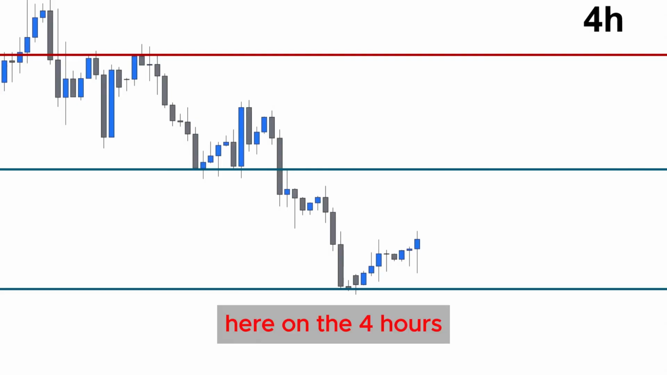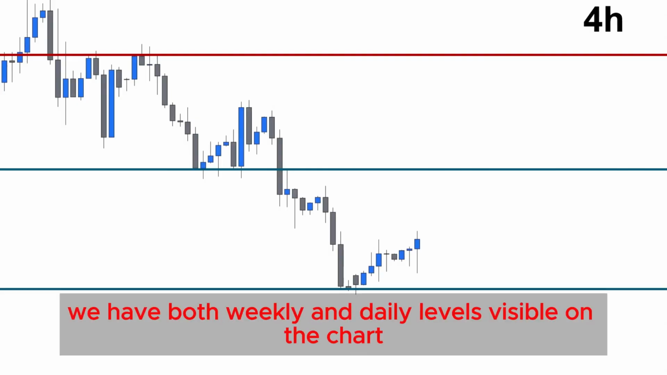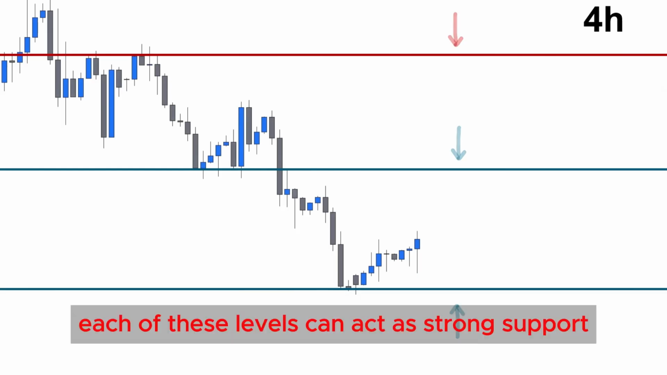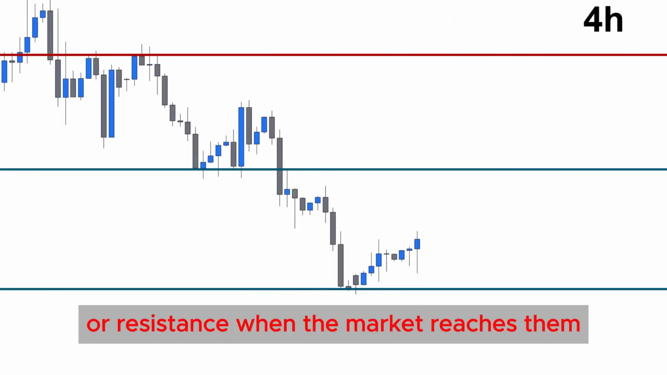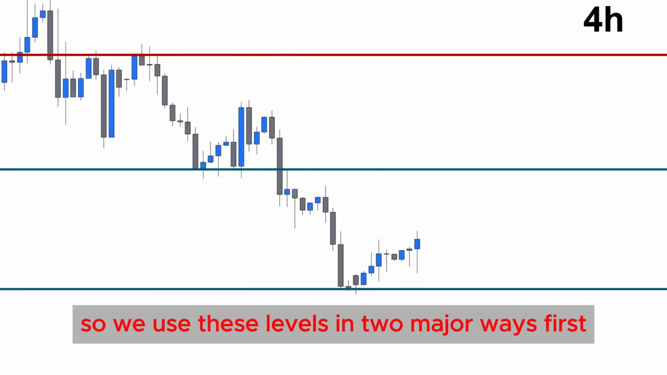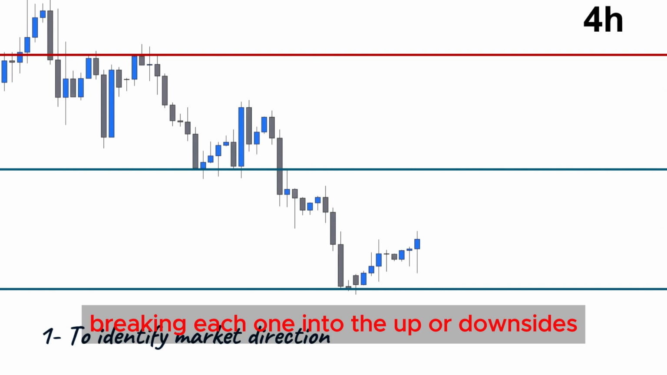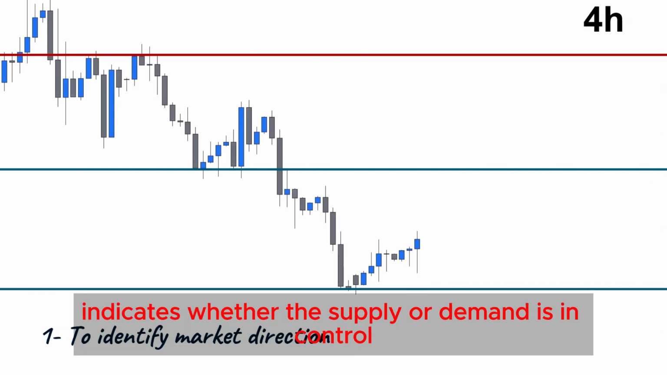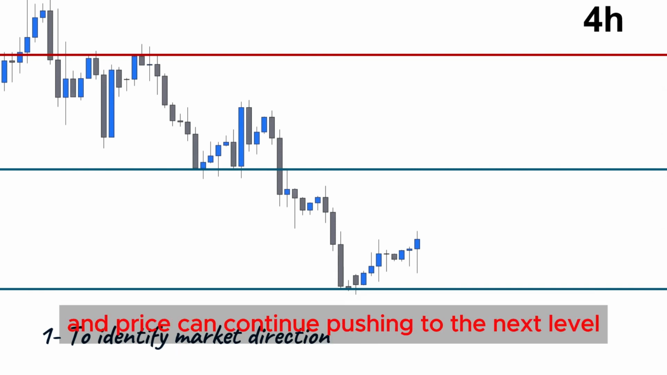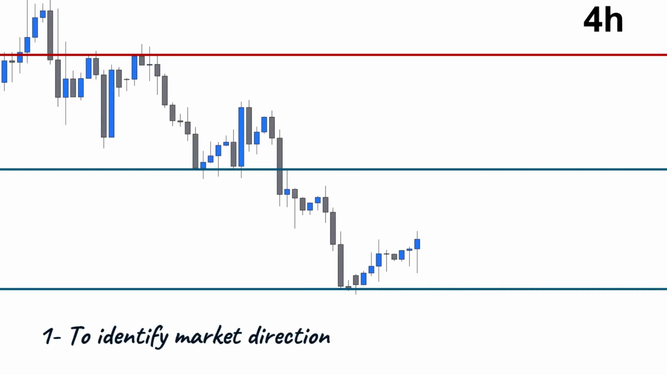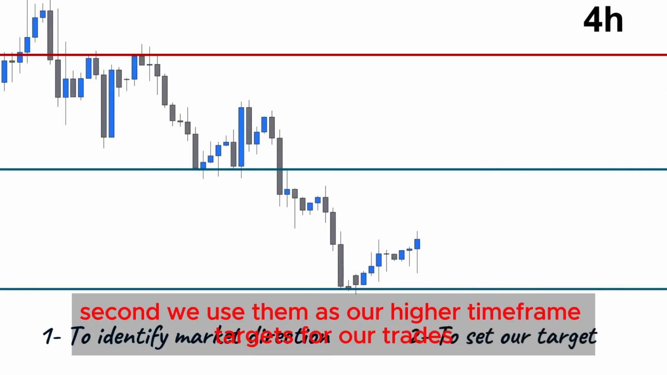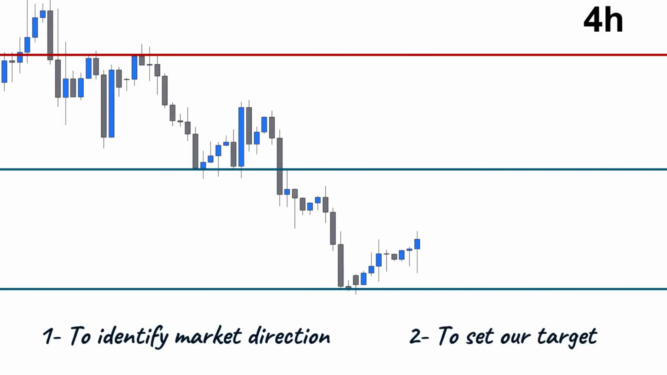Here on the 4 hours, we have both weekly and daily levels visible on the chart. Each of these levels can act as strong support or resistance when the market reaches them. So we use these levels in 2 major ways. First, breaking each one into the up or down sides indicates whether the supply or demand is in control, and price can continue pushing to the next level. Second, we use them as our higher time frame targets for our trades.